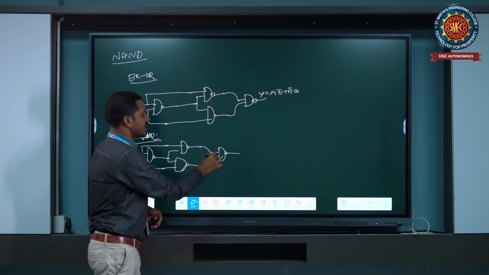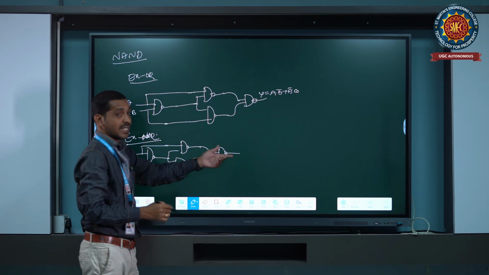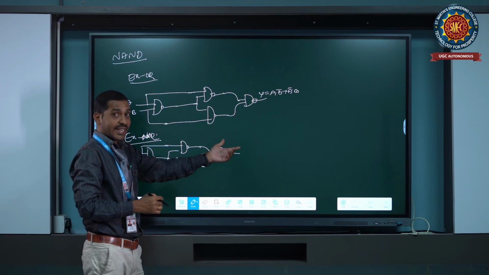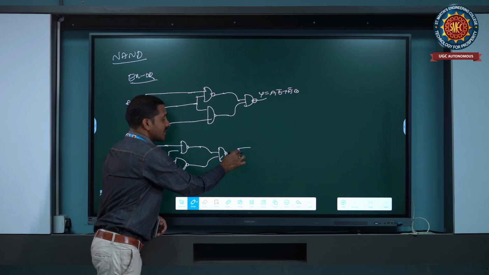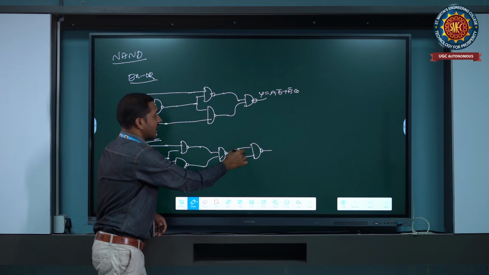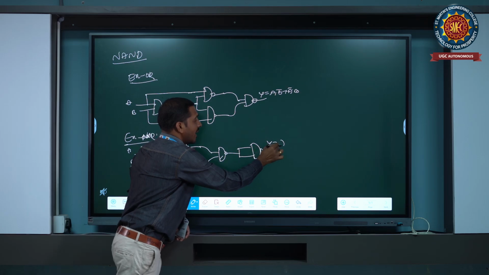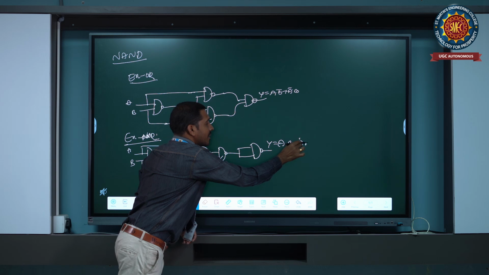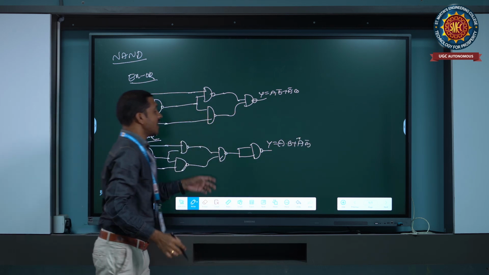The final input will give the single NAND gate. Finally, you can use 5 NAND gates. It will be the implementation of the XOR gate. The final output will give the XOR gate. So Y equals A dot B plus A bar dot B bar. It is the XOR gate.